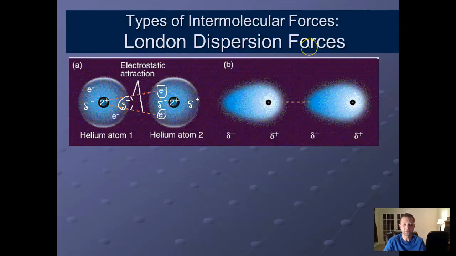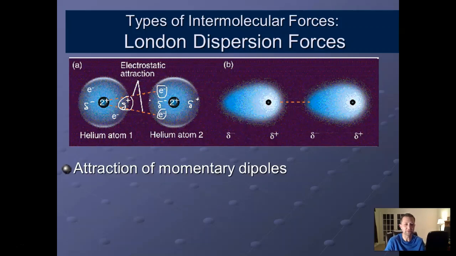So a London dispersion force is when you create a temporary or instantaneous dipole. The electrons are close together for a brief moment in time, which creates a temporary dipole, okay? And that will create a temporary dipole on the other helium atom, and for a split moment in time, they're attracted to each other. So London dispersion is attraction of momentary dipoles.